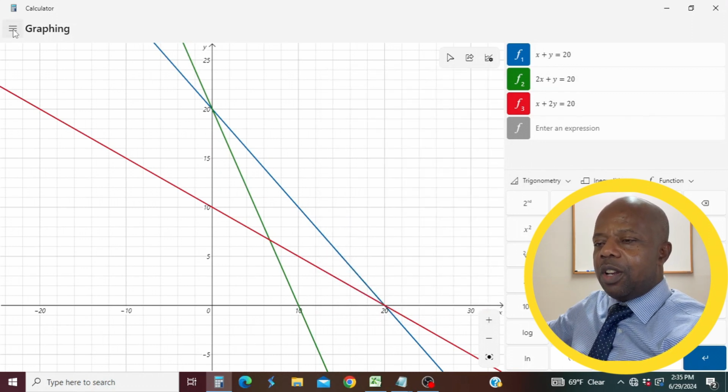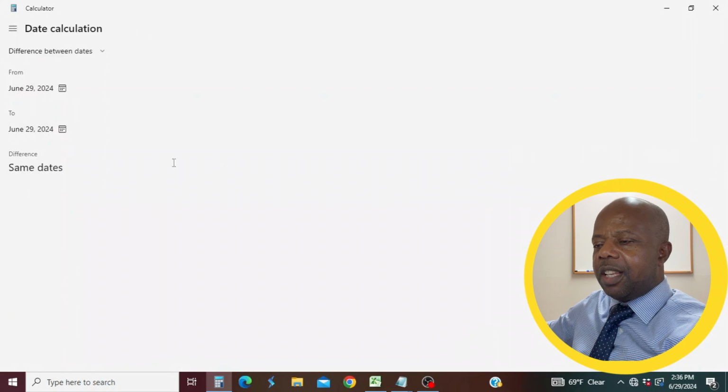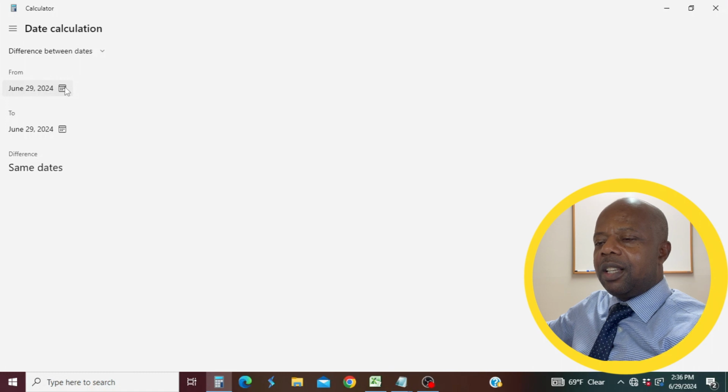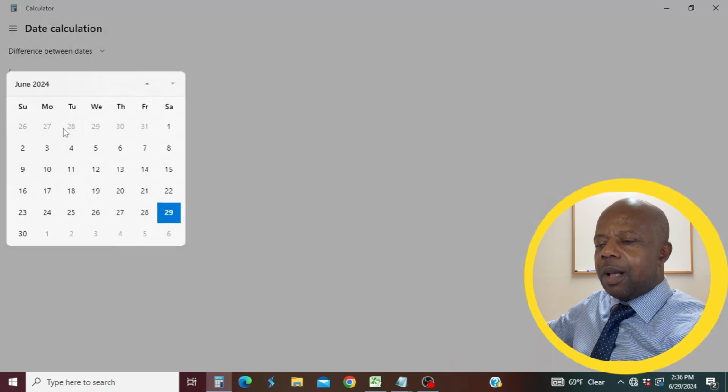So the next calculator we have is date calculation. You can use this to calculate the date or the time difference between two dates. For example, if you want to see the time difference between today's date and when you were born, you can put your date of birth.